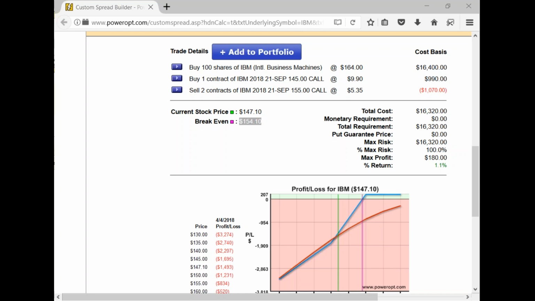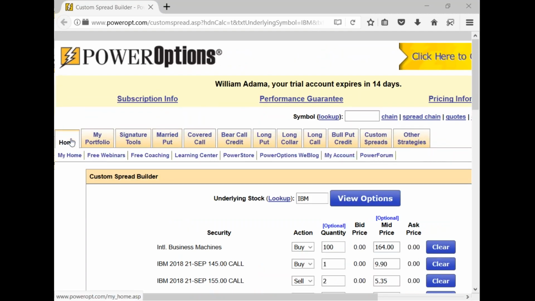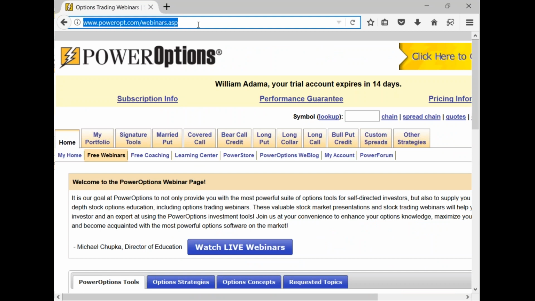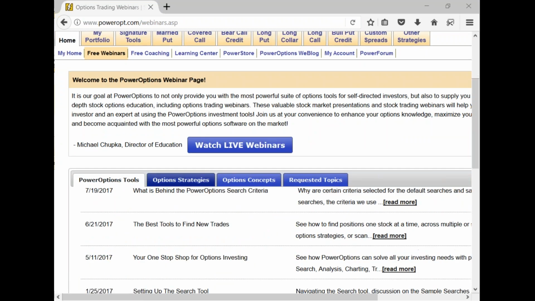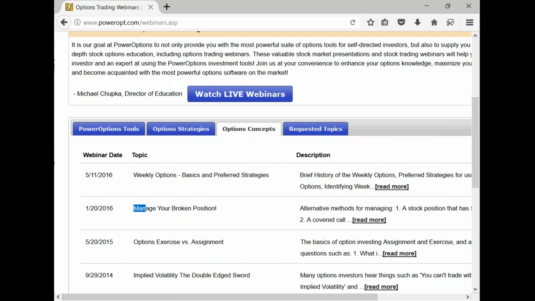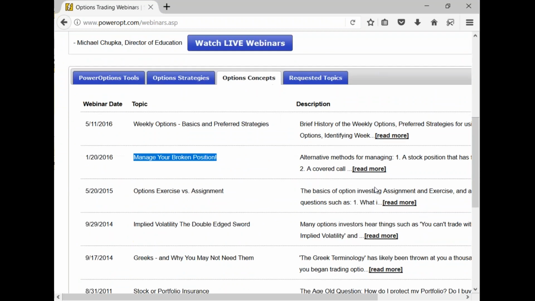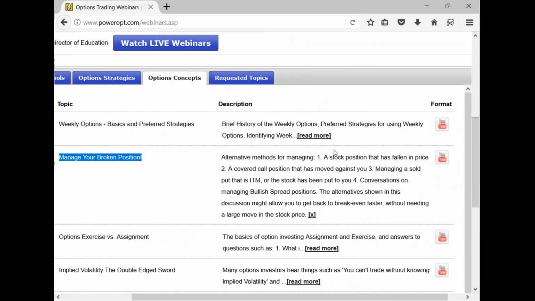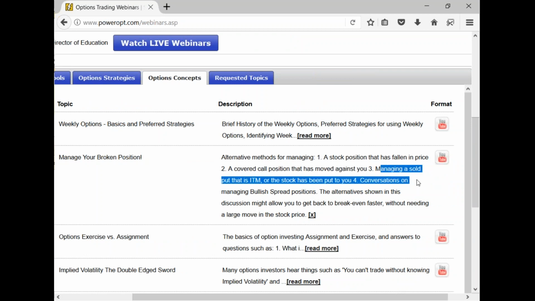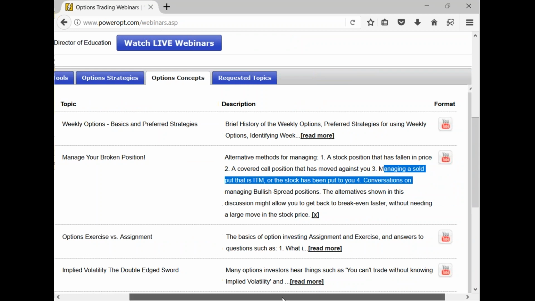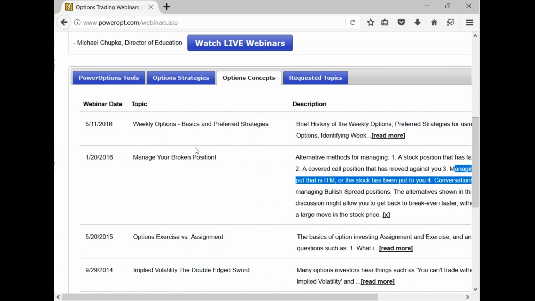One more quick thing on the ratio spreads here, the stock repair. For anyone who has a stock that's currently down in price, I encourage you to go to powerop.com/webinars.asp. That's the free webinars page, okay? And on the free webinars page in the options concepts, there's a webinar here called Manage Your Broken Position. And here we discuss the alternative methods for managing a stock position that's fallen in price, a covered call position that's moved against you, managing a naked put that is now in the money or the stock has been put to you, and a little bit on bullish spread. So that's managing your broken position also, okay?